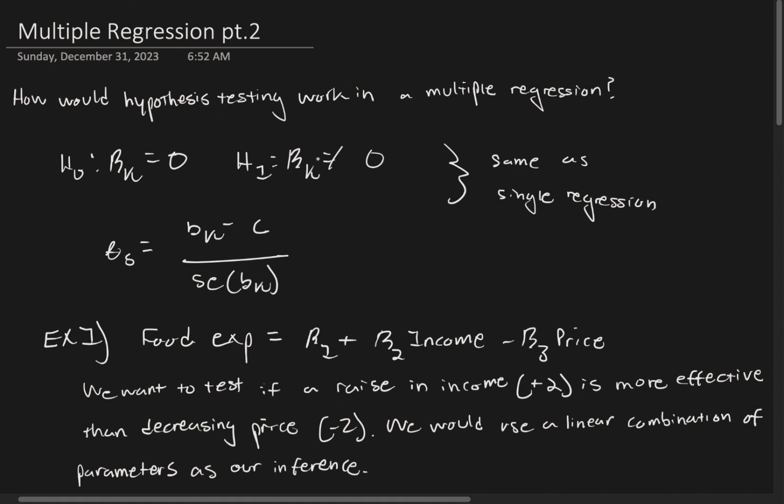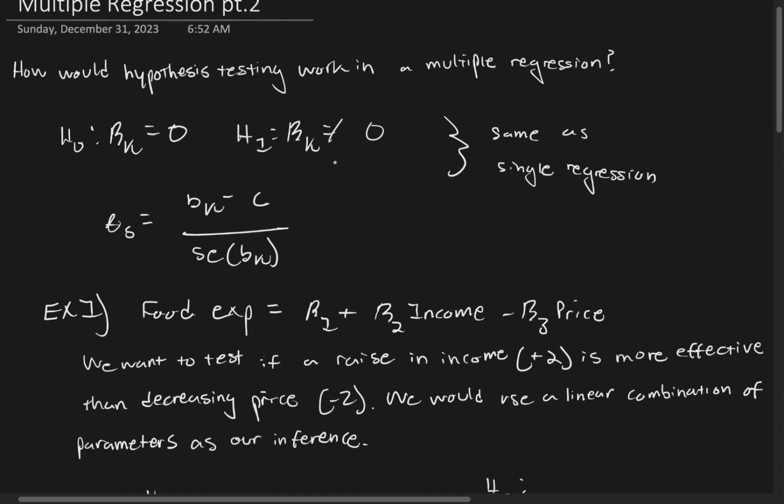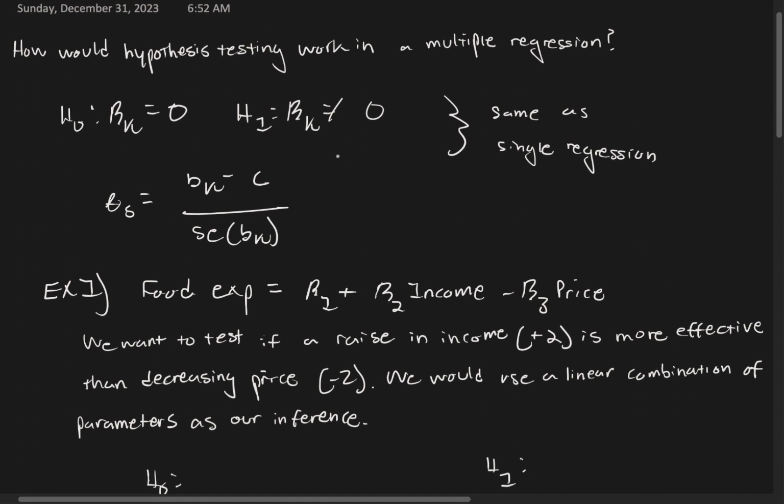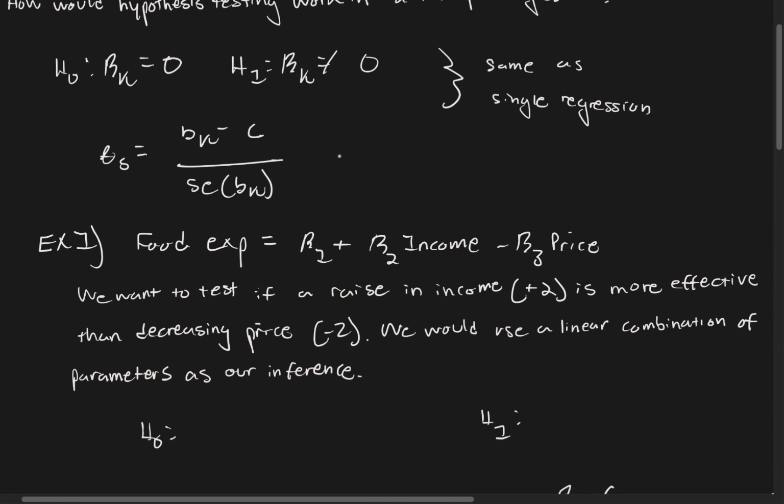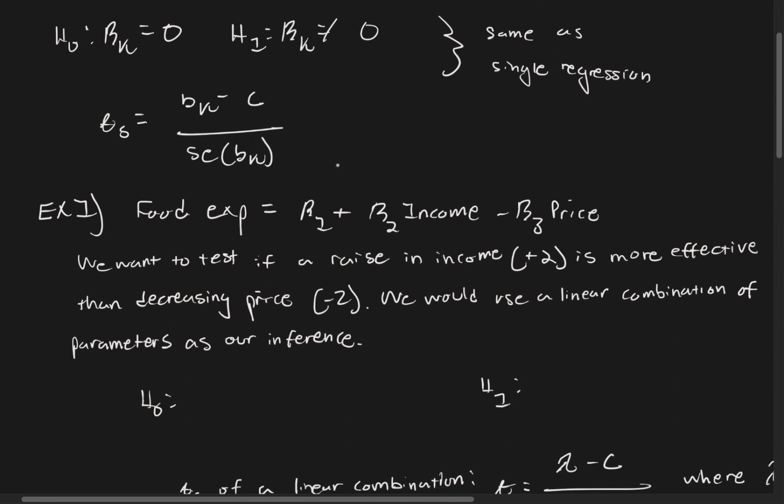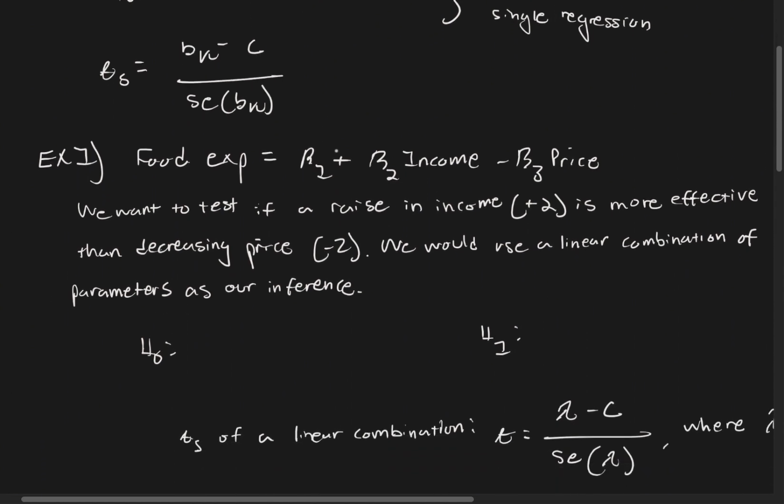So we would choose a specific coefficient, and then the null would say that the coefficient is insignificant, while the alternative is that it is significant. And then the t-statistic would pretty much be the same.